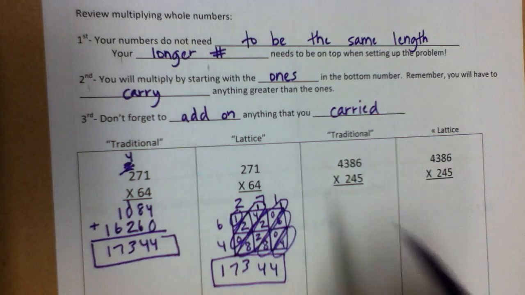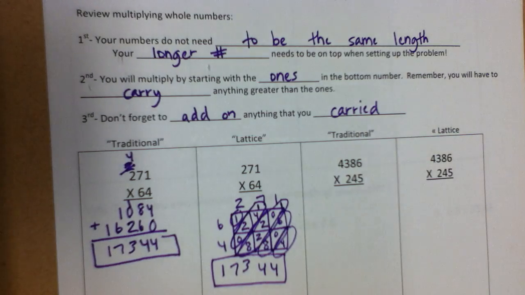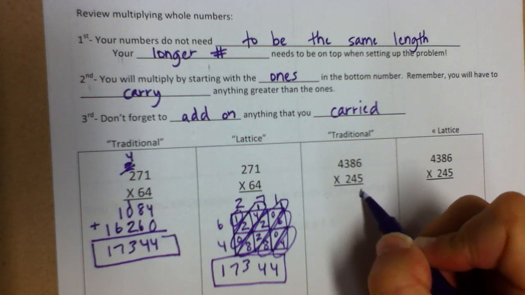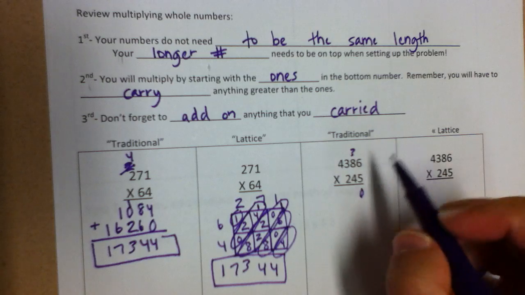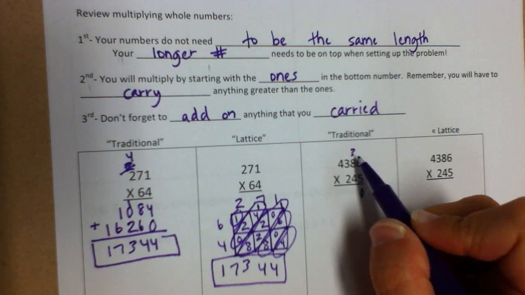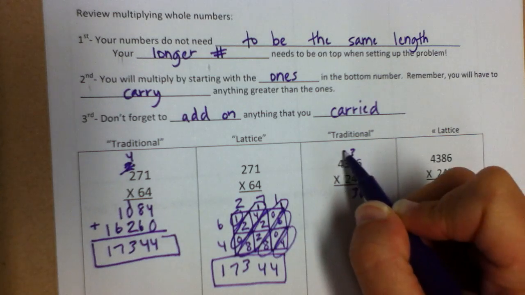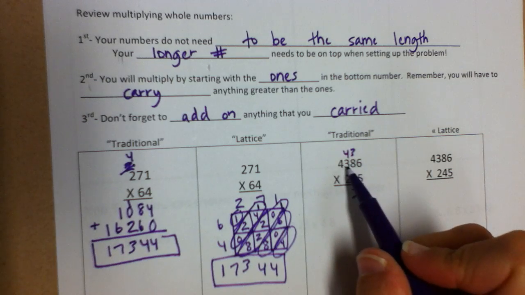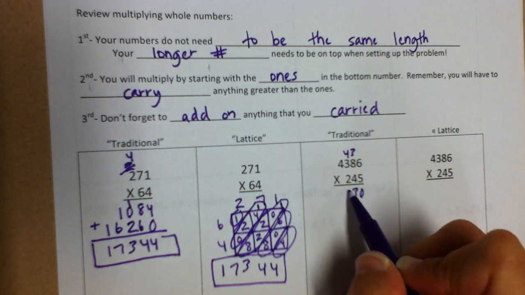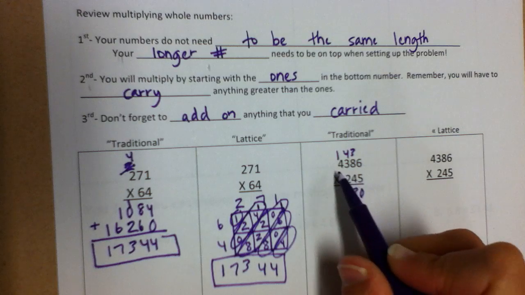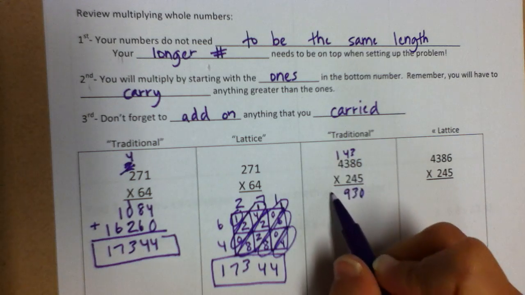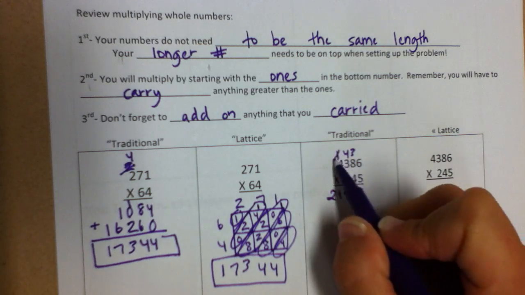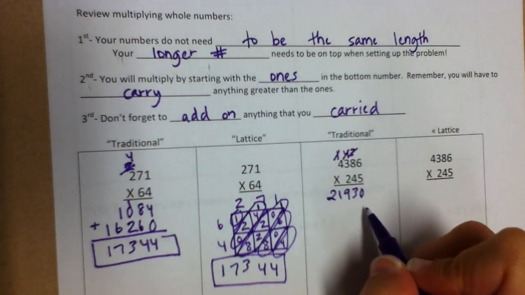A 4-digit times a 3-digit, again, the traditional method. 5 times 6 is 30, carry the 3. 5 times 8 is 40, plus 3 is 43. 5 times 3 is 15, plus 4 is 19. 5 times 4 is 20, plus 1 is 21. Cross off the 1, 4, and 3 because I've used those.